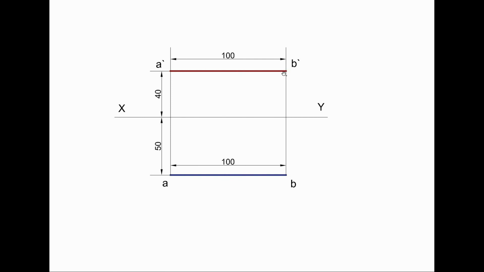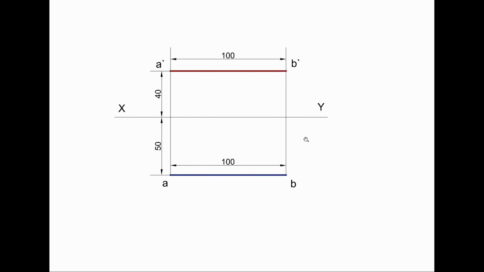And you can see that the length of the line is 100 mm in the front view and 100 mm in the top view. Now since the line is actually parallel to HP and VP, in the front view and in the top view you see the actual length. Okay, so these two are the true lengths.